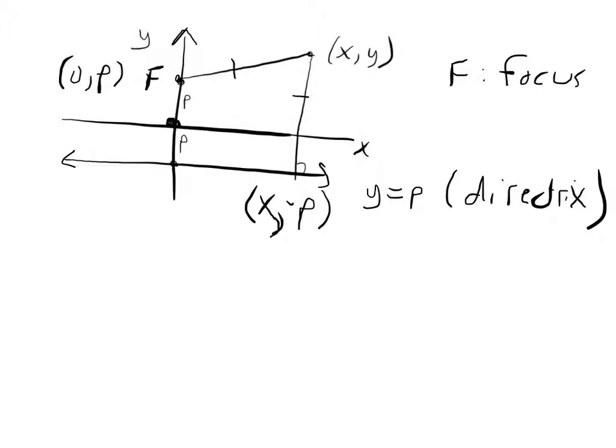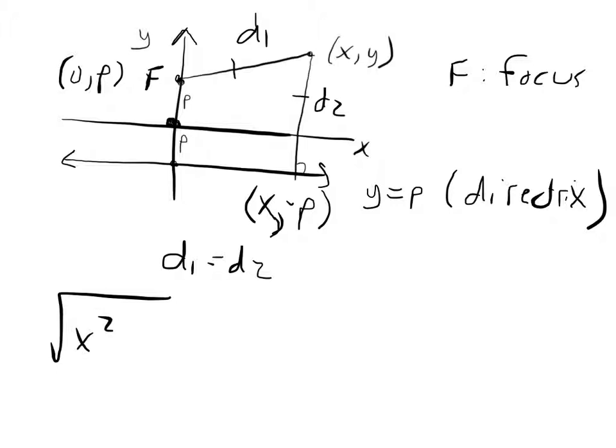So now I can go ahead and set up my distances. This is distance 1, and this is distance 2. By the distance formula, I want d1 equal to d2. By the distance formula, d1 is going to be the square root of (x minus 0) squared plus (y minus p) squared, square rooted. That's got to equal the distance of d2.